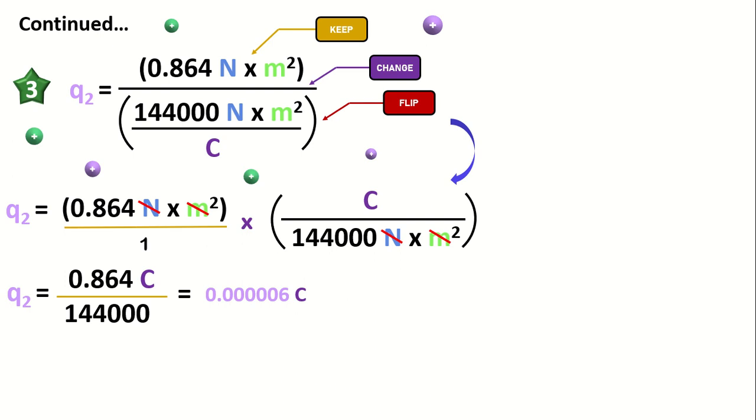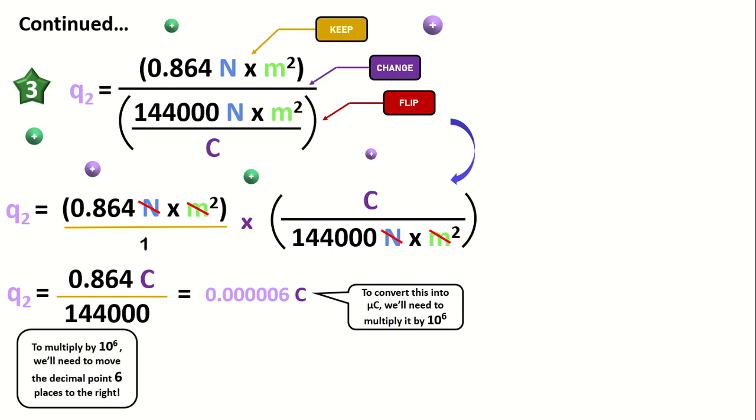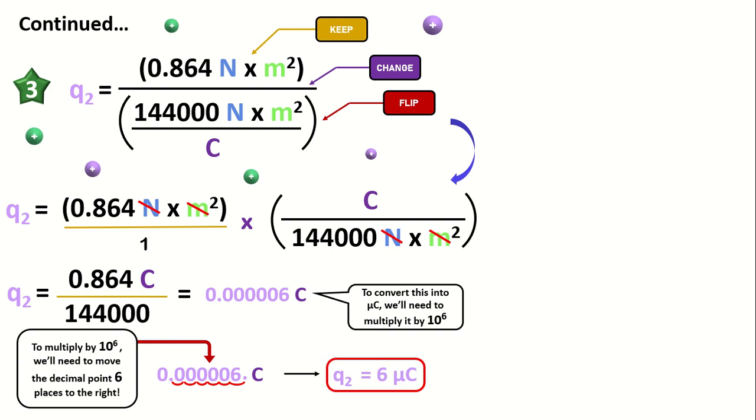0.000006 coulombs. Alright, so now to convert this into microcoulombs, we'll need to multiply it by 10 to the power of 6. Okay? So to multiply by 10 to the power of 6, we'll need to move the decimal point 6 places to the right. Alright, so here's a little illustration of that. So we have 1 decimal place, 2 decimal places, 3 decimal places, 4 decimal places, 5 decimal places, and 6 decimal places. So now we have Q2 is equal to 6 microcoulombs, right?